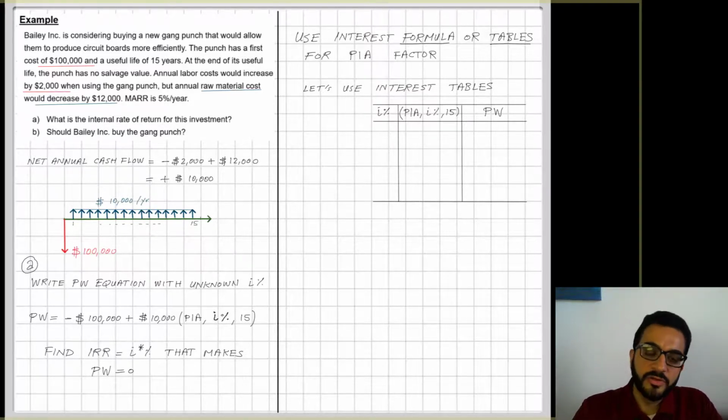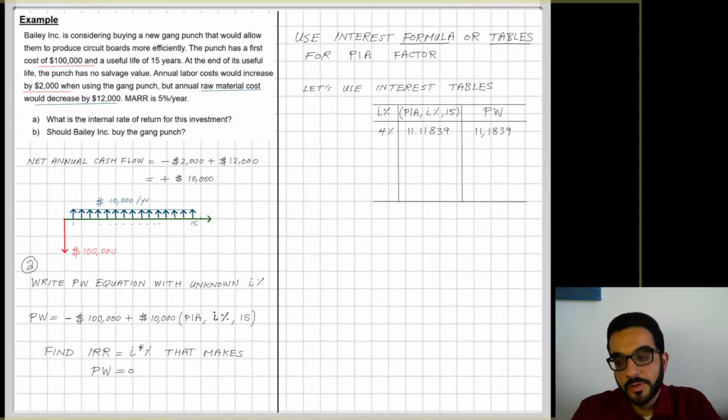So for I%, this is kind of hunting blindly in the beginning. You don't know where I really is, but let's say I will try 4%. So 4% gives a factor of 11.11839. Plug it in the formula, that will be the factor you'll end up with for the value of present worth. You see here it's a positive 11,000. Now should I try 5% or 3%? You try and see which trajectory you're going to. My trajectory that I want is actually to decrease. I want to go to 0. So I will try 5%.